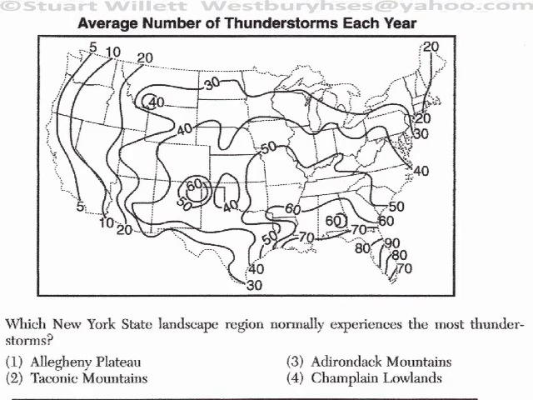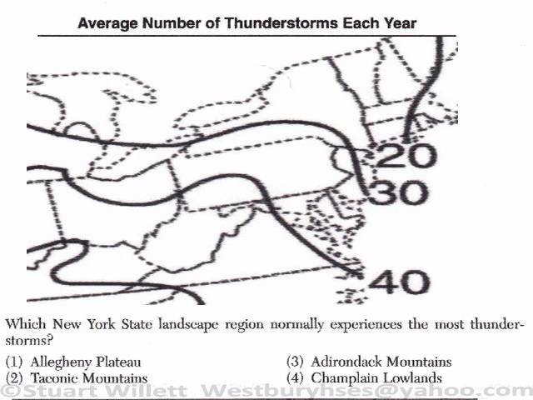This map shows the average number of thunderstorms during the year in the continental United States. Which New York State landscape region normally experiences the most thunderstorms? Okay, so we're going to look at New York State. New York is in the upper right of the United States. I'm going to blow that up right now. I've blown up the region that has New York State in it so that we can see it more clearly.